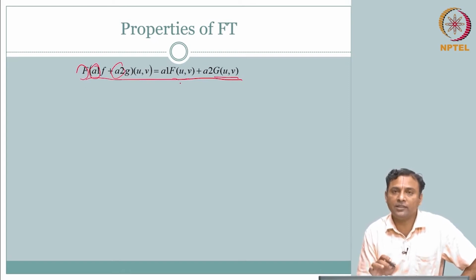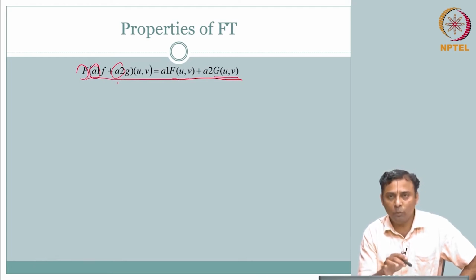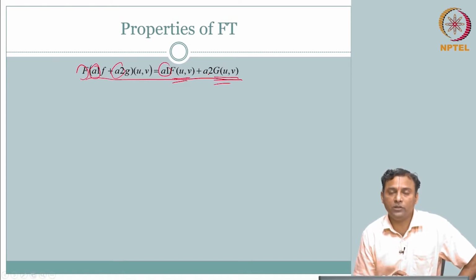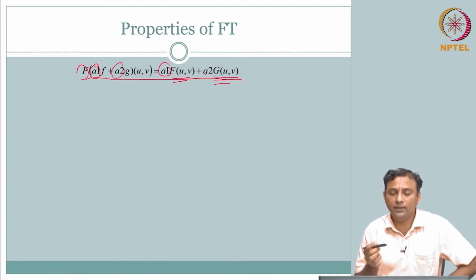So, does this ring a bell? When I give as input a weighted sum of two functions, the output is the sum of the outputs of the individual ones through that system, weighted by the corresponding coefficients. What is it?